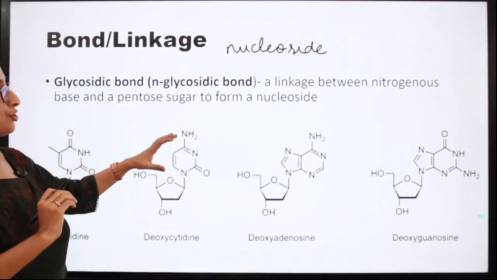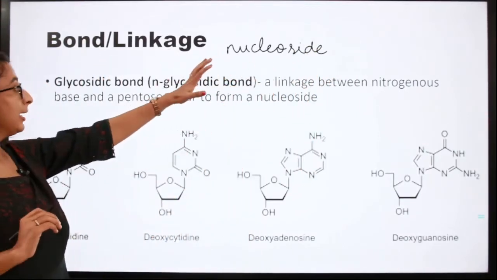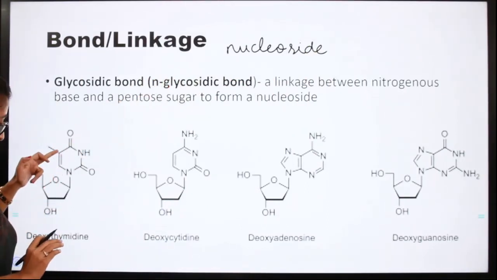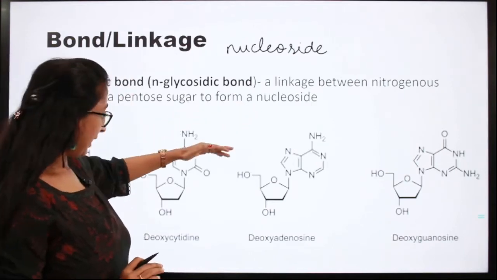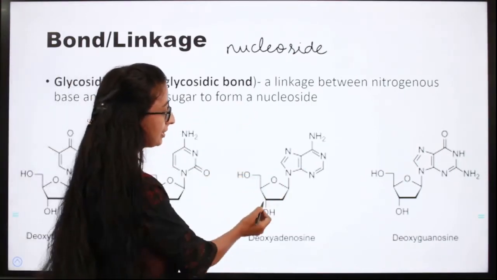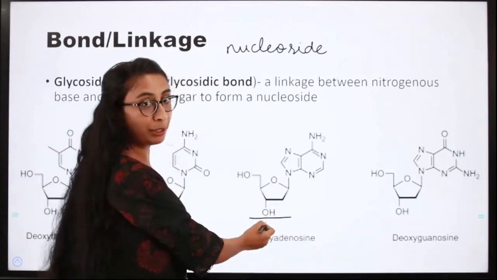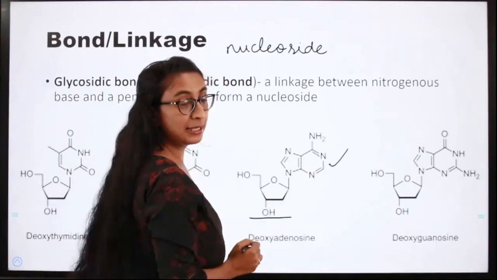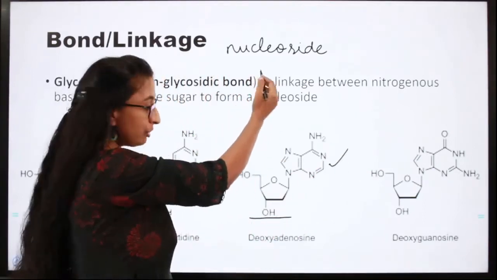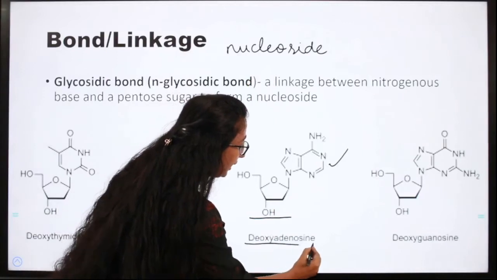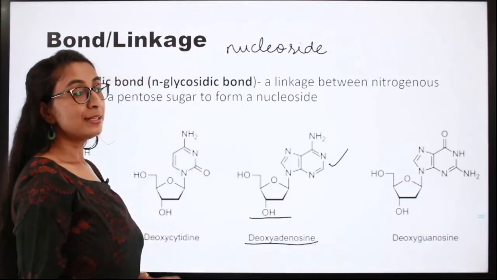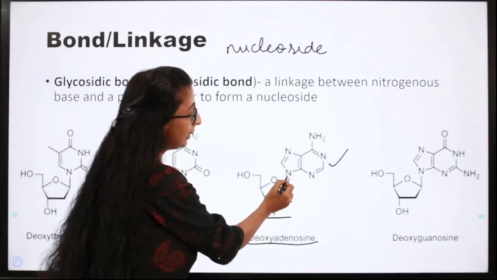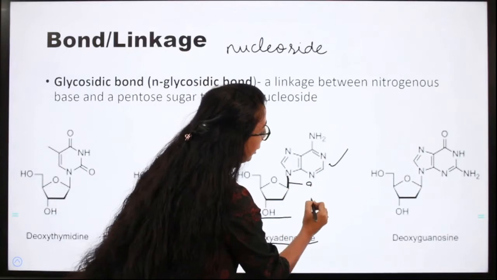Pentose sugar and nitrogenous base give rise to a nucleoside. When the nitrogenous base is adenine, here you can see we have the deoxyribose sugar molecule attached with the adenine nitrogenous base. So what is the nucleoside which we get? The nucleoside is deoxyadenosine. What is deoxyadenosine? Deoxyribose sugar plus adenine, linked together by a glycosidic linkage.